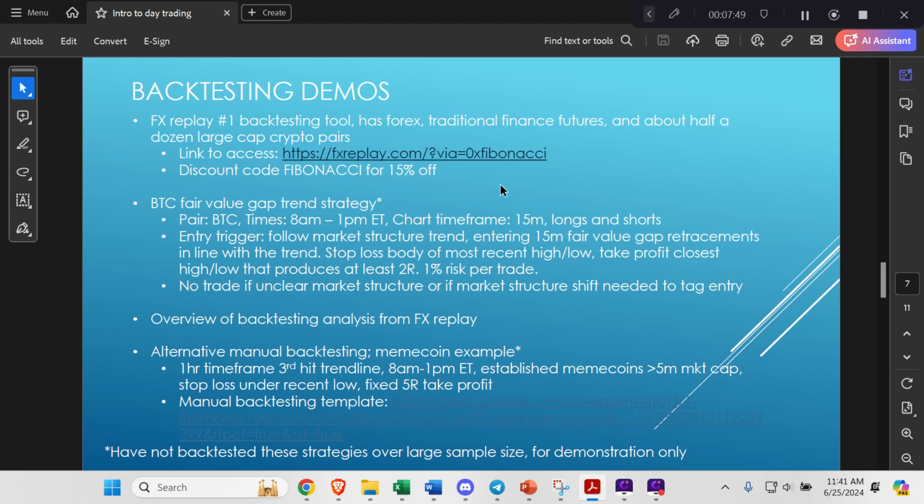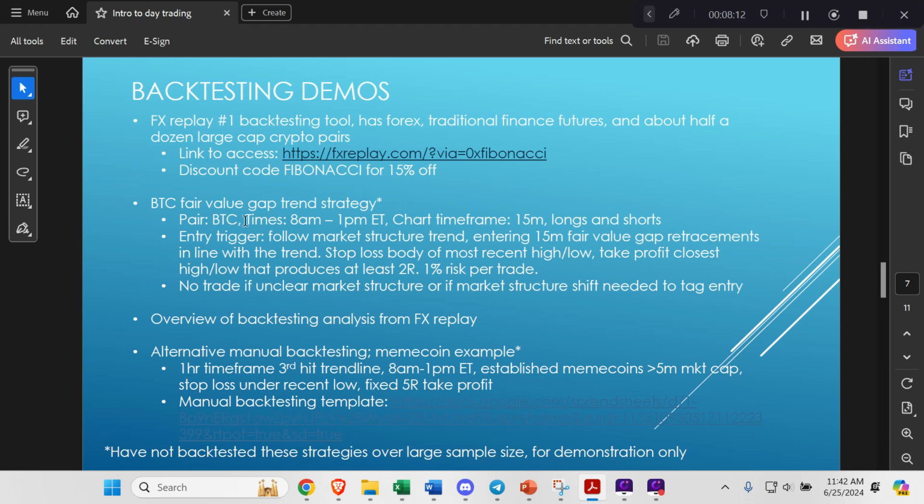And so I came up with these. Honestly, I just made this strategy up and spent a couple hours playing around with it. But it's basically a fair value gap strategy in line with the trend, and I'll show you guys what I mean with this, and show you how to actually do a few trades in FX Replay.